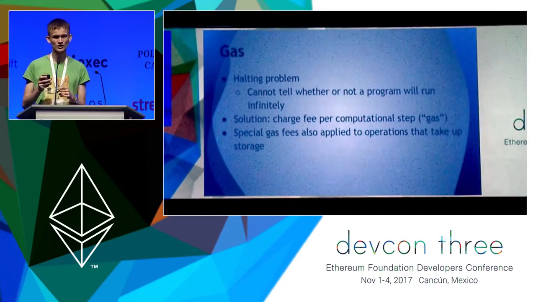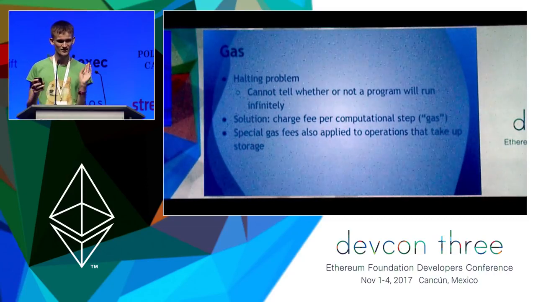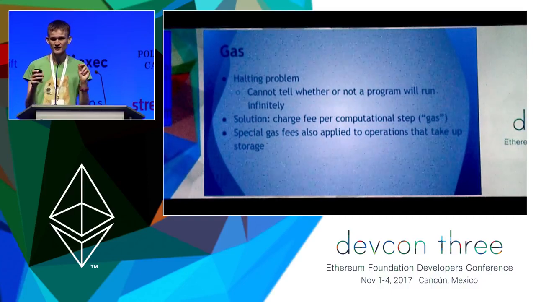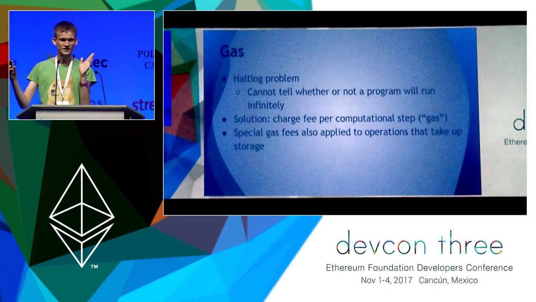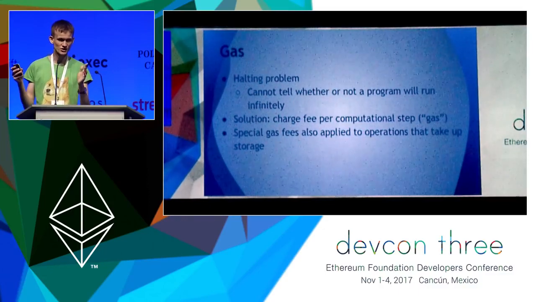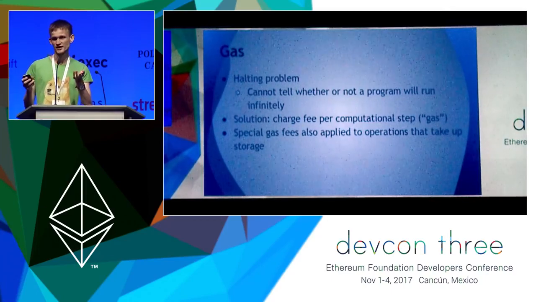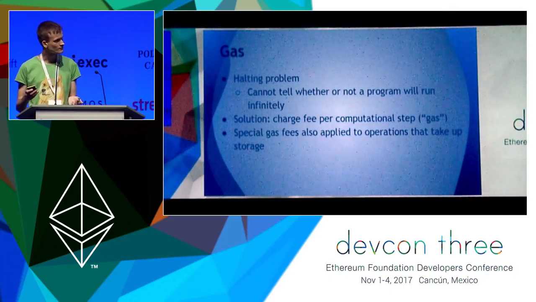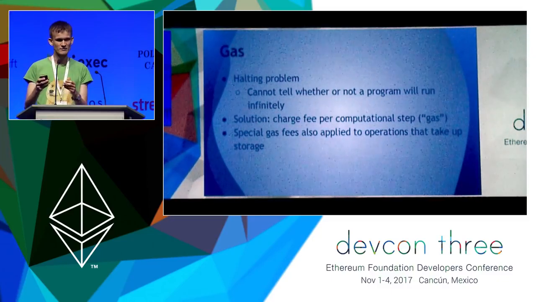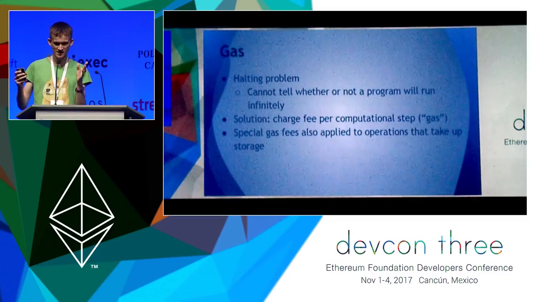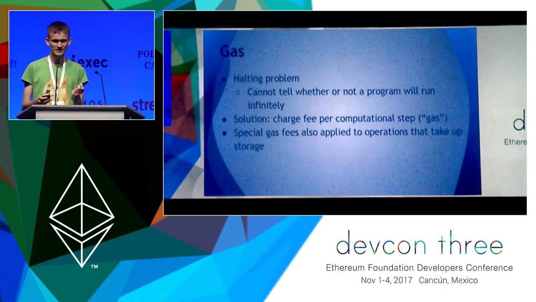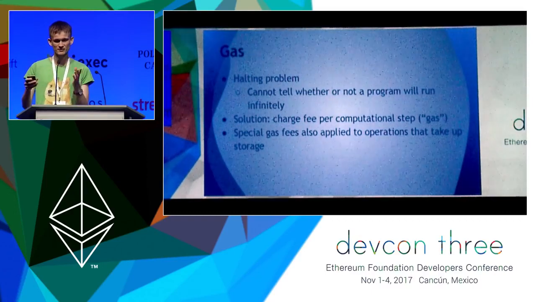So gas is not a currency, right? Gas is not something that you can transfer or hold. Gas is basically a unit of measurement. If a computation consumes 30,000 units of gas, then the protocol says that this computation takes about 30,000 units of effort in order to execute. There are also special gas fees applied to operations that take up storage, transactions that take up space. Basically, any kind of cost that gets incurred by the Ethereum network is translated into some kind of gas expenditure.